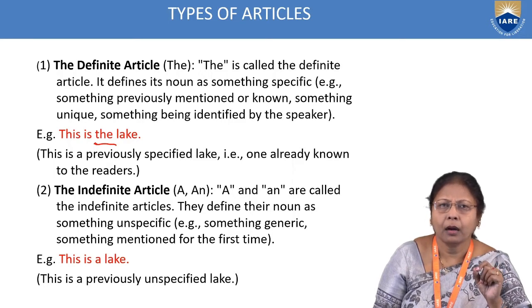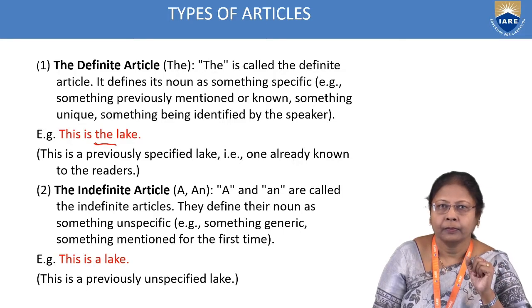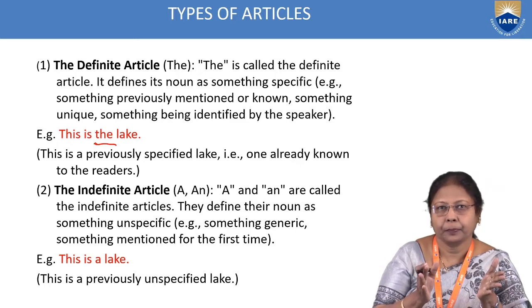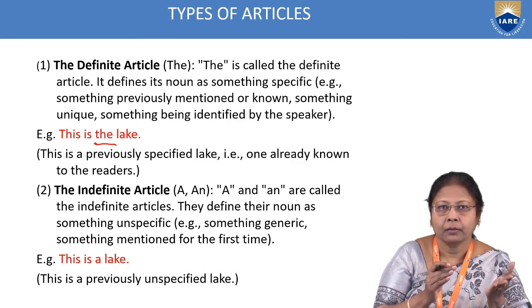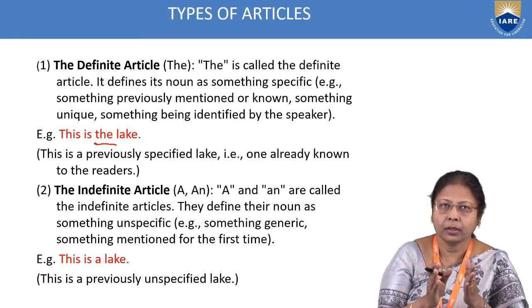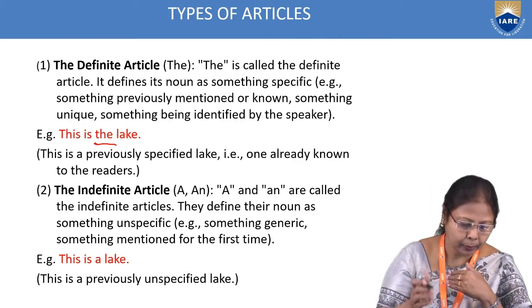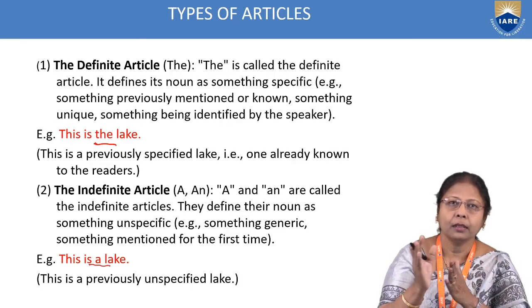So let us see how with the same example we use an or a. A and an are called, as you know, indefinite articles. They define their noun as something unspecific. Means we haven't mentioned it before. Something generic, mentioned for the first time. For the first time, if you are mentioning this, then we can go with a or an. The same example I'm going to mention here. This is a lake. This is a lake.